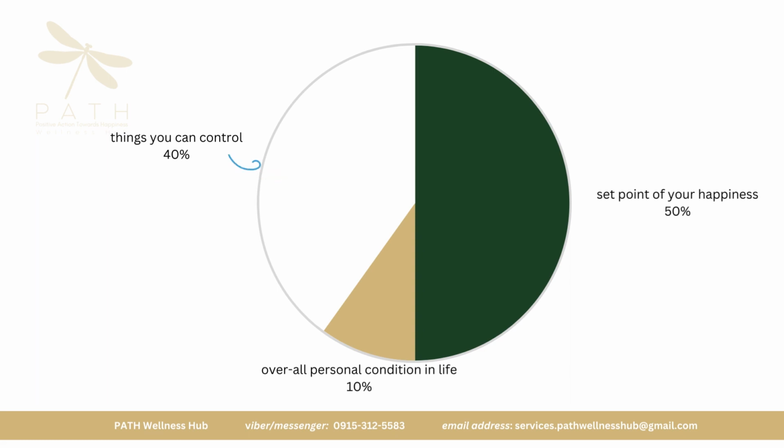We can't really change how we're naturally wired inside, and the things that happen to us in life don't have a big permanent effect on how happy we are. However, we can make ourselves happier and keep that happiness going by doing things on purpose. If we look at people who are really happy, we'll see that they don't just sit around feeling good by chance. They take action to make good things happen.